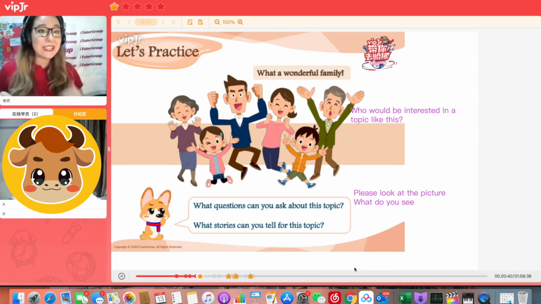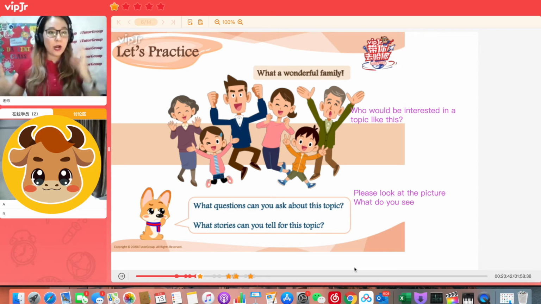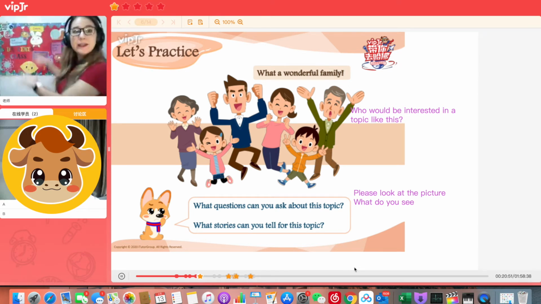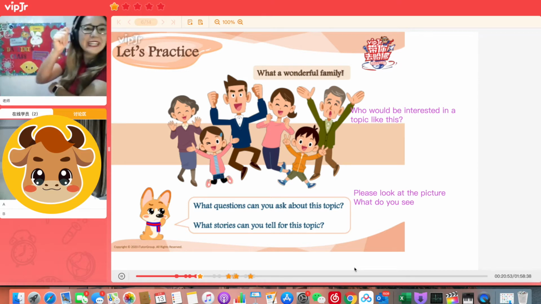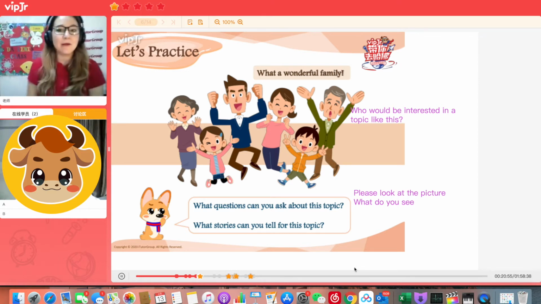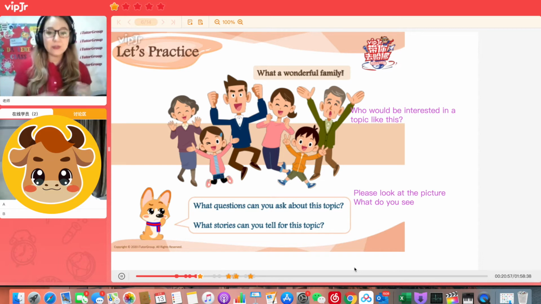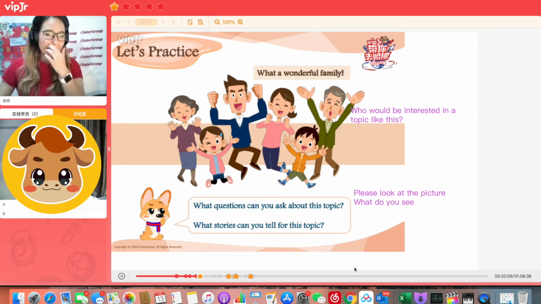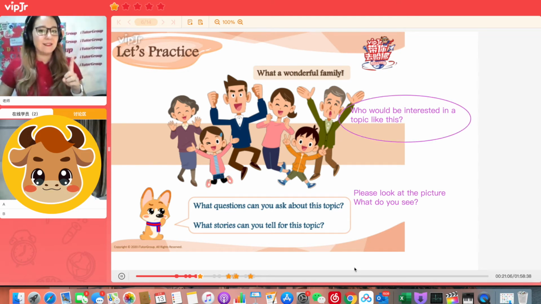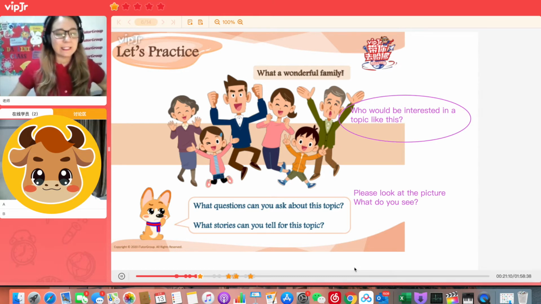Okay, do you think using a picture or a prop of some sort is a good way to grab attention? Yeah. Right. We get them to look at the picture. Look here. So you immediately grab their attention. Great job. Asking them, what do you see? Great question. Now, think about who would be interested in a topic like this about family. Who do you think would be interested in a topic like this?